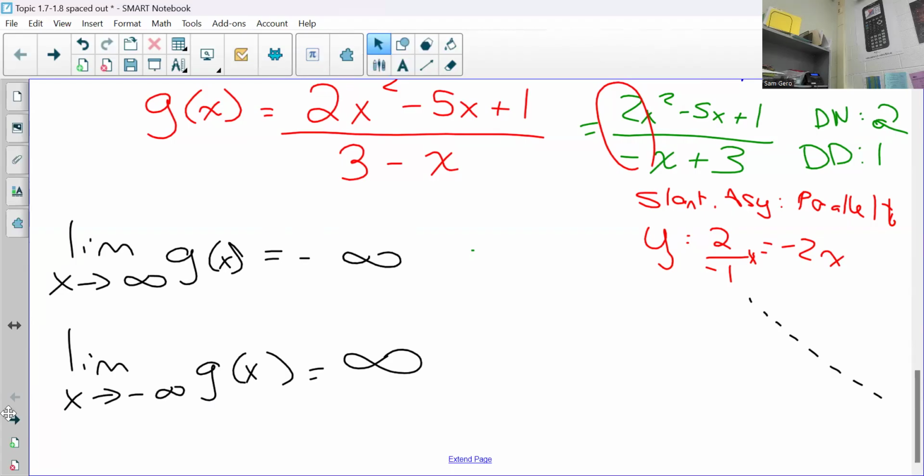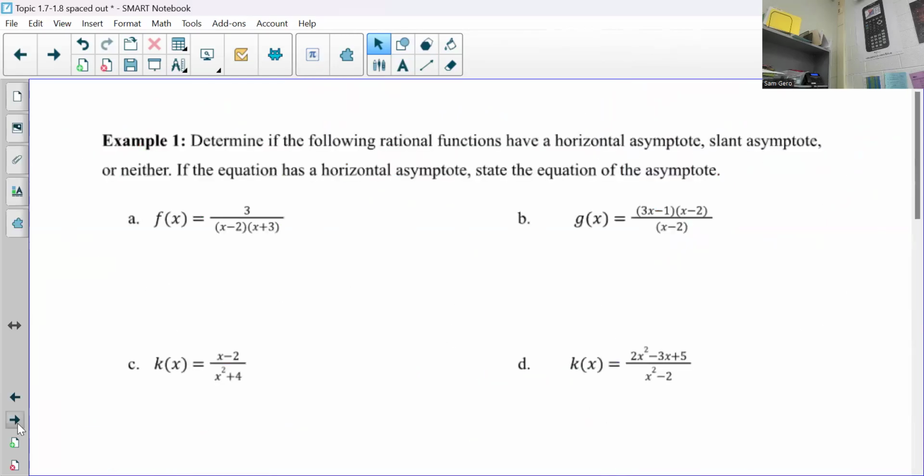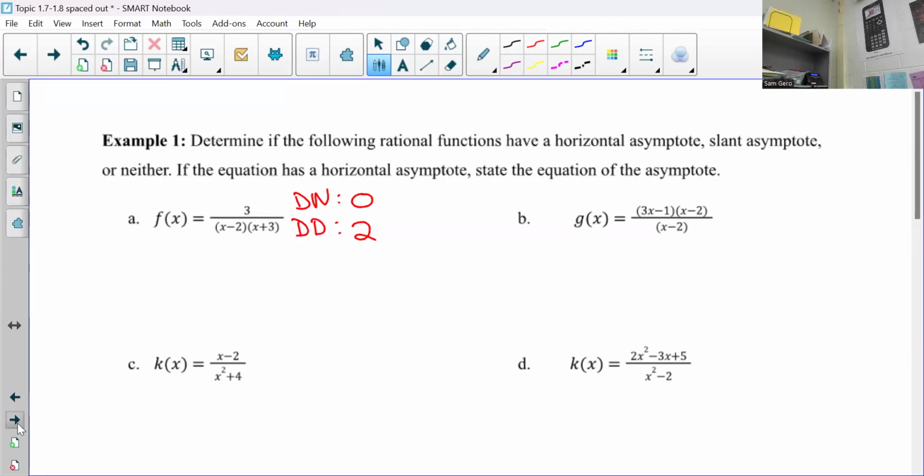All right, so now let's talk about the next page. Determine if I have horizontal, vertical, or slant asymptotes. In order to determine if you have a horizontal, vertical, or slant, we're going to talk about the degree. The degree of the numerator here is 0. There are no x's. The degree of the denominator down here is 2, because there are 2 x's. Bottom is bigger. The horizontal asymptote is y equals 0.